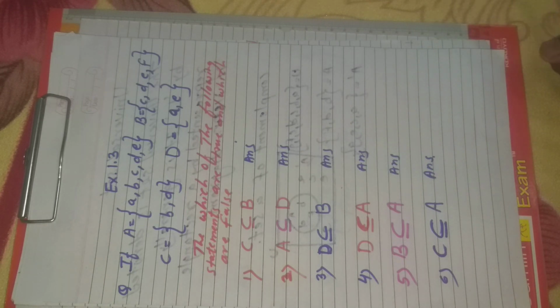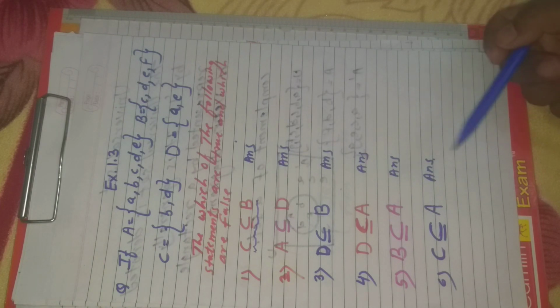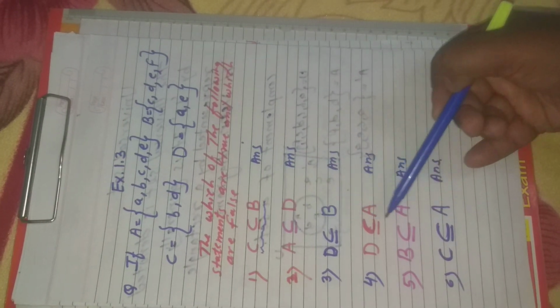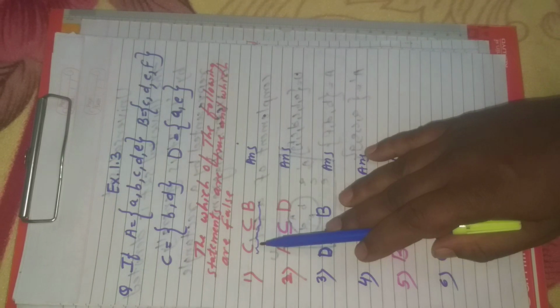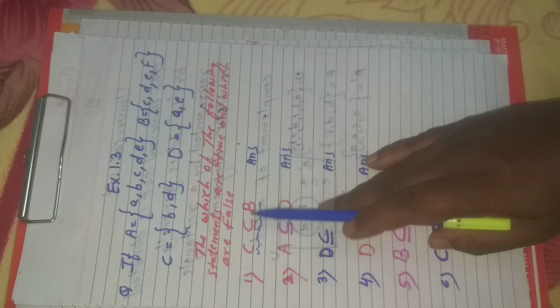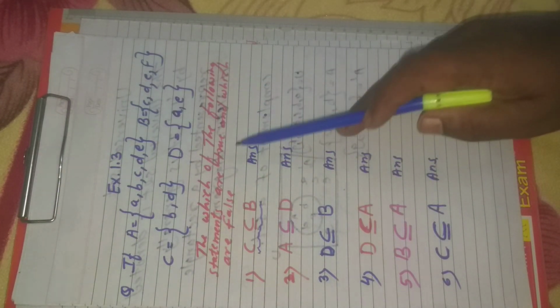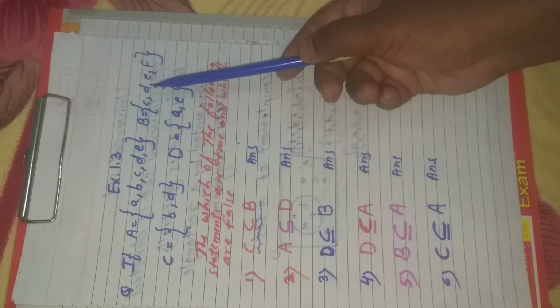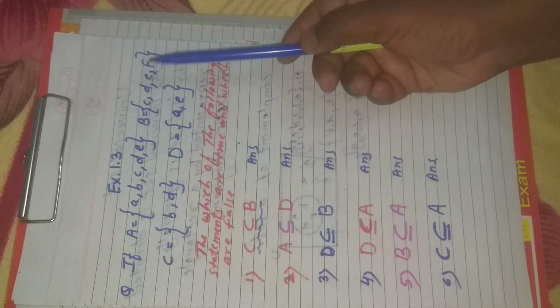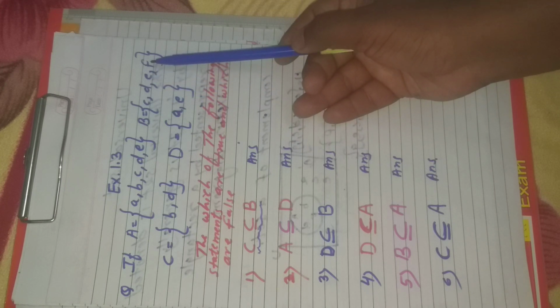Now we just have to answer whether the statements given are true or false. These are indicated by the sign, and this sign indicates subset. Now this set C we can read like this: set C is a subset of set B. We have to see whether all elements present in set C are inside set B or not. Now we can see set B contains C, D, E and F.